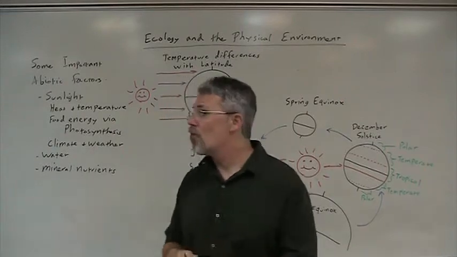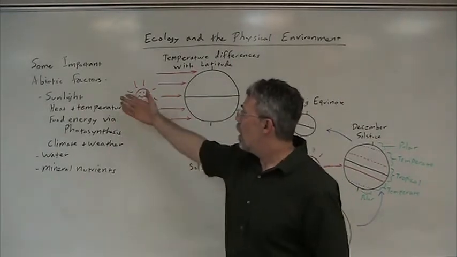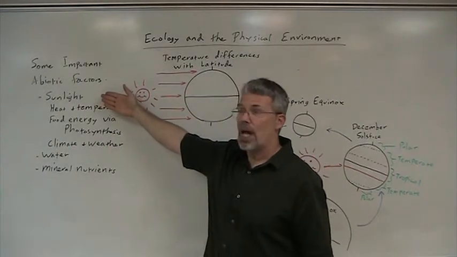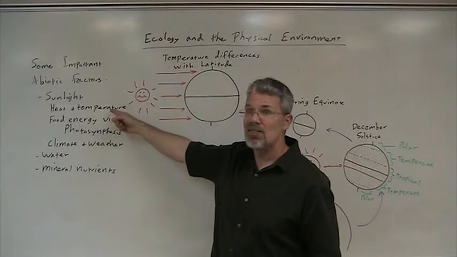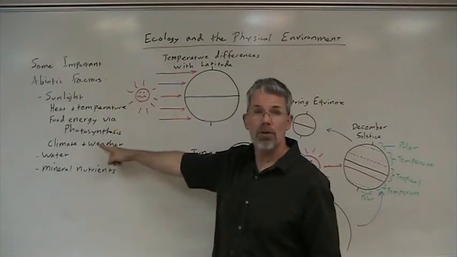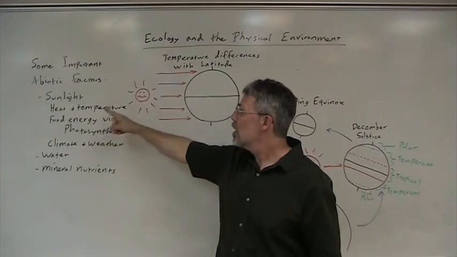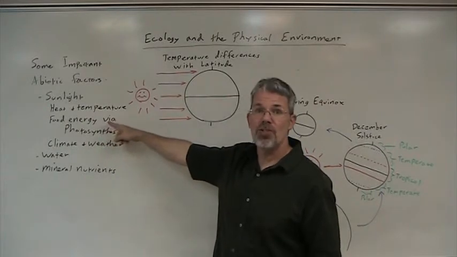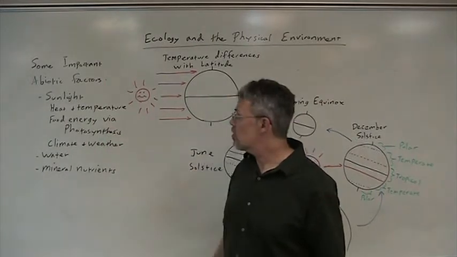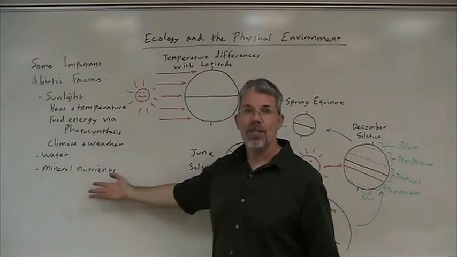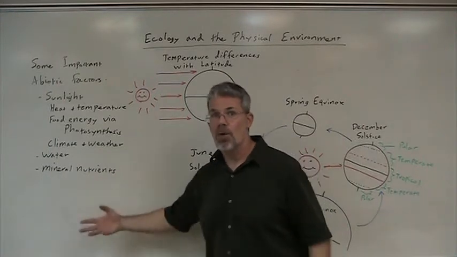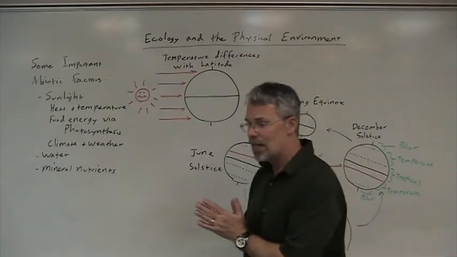But to go over some abiotic factors, of course, we have the importance of sunlight. Sunlight not only provides heat and temperature, which drives the water cycle, climate, and weather patterns, but sunlight also provides food energy for the biosphere via photosynthesis. We also have the availability of nutrients and so on and so forth as part of the abiotic factors.